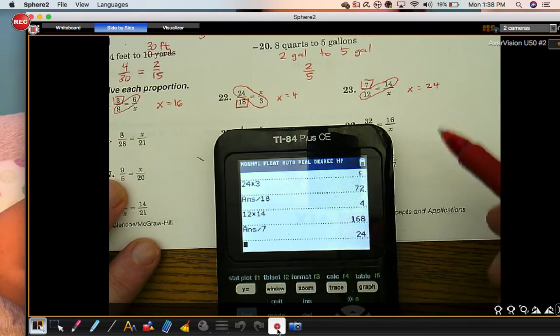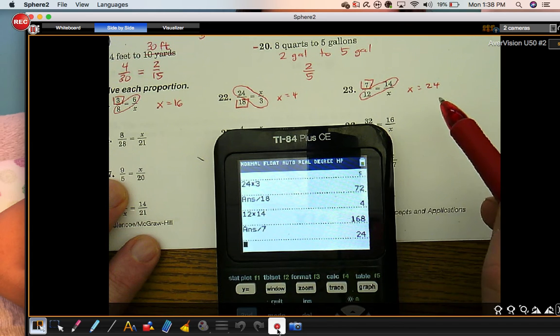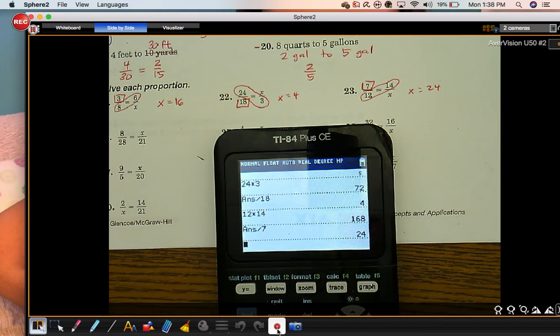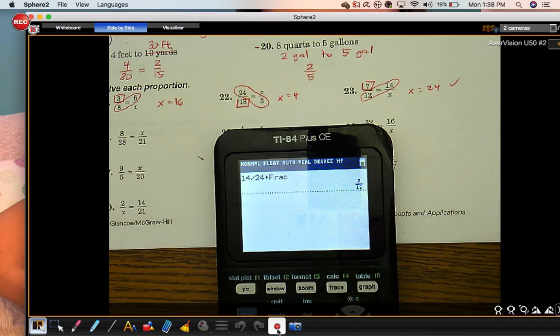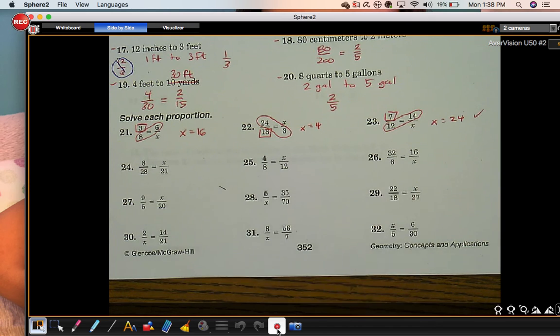Now, there may be times where you're not sure if that's your answer. Maybe it seems odd. Could x be 24? Well, let's see. 14 divided by 24. See how it gives you 7/12? That's how you know that that's right. The rest of these are done the same way.